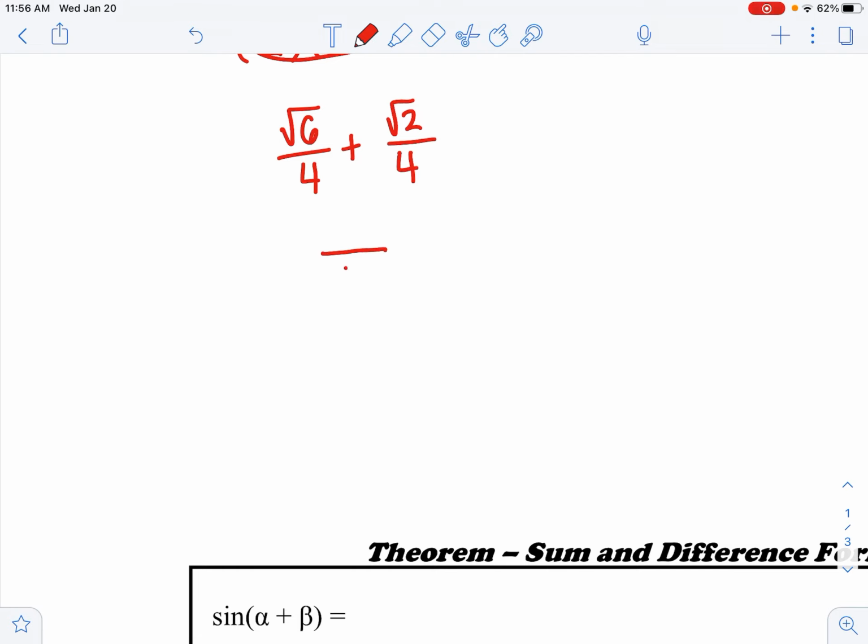And now I have to add these. In order to add two fractions, you need a common denominator, which you already have, and then you just add the numerators. I have root 6 plus root 2 in my numerator. Realize you can't add them. You do not get root 8 from that. It's root 6 plus root 2. And there's your answer.